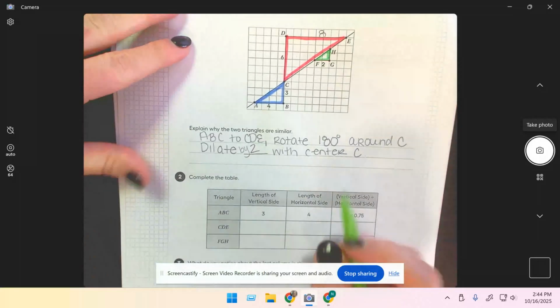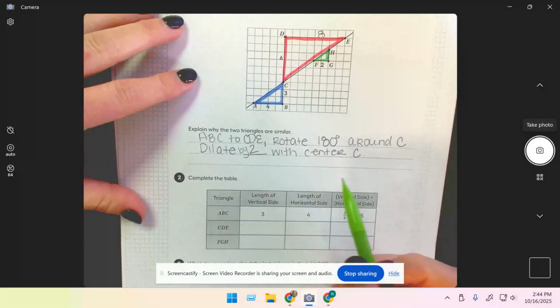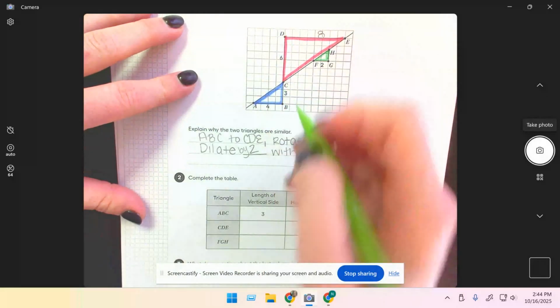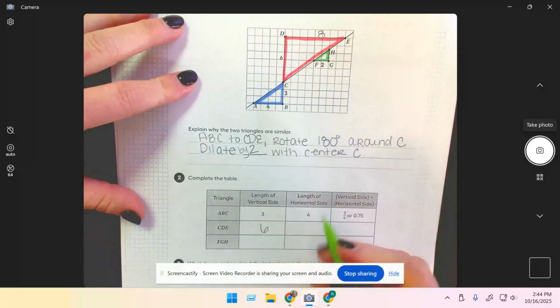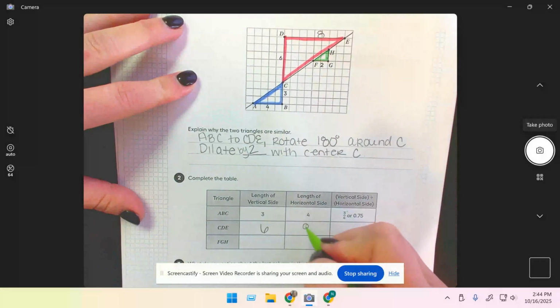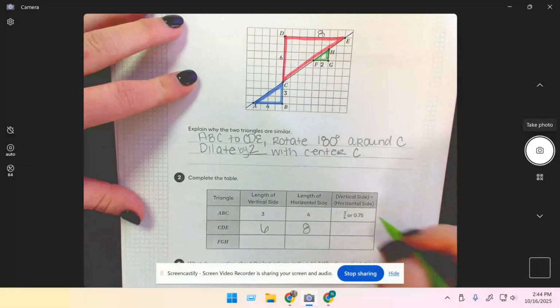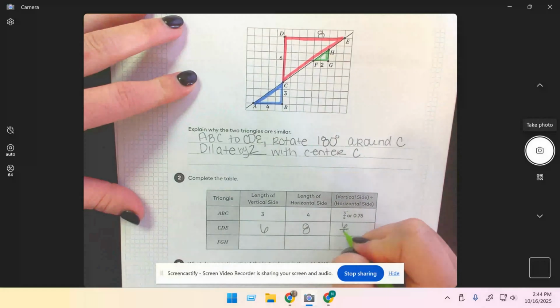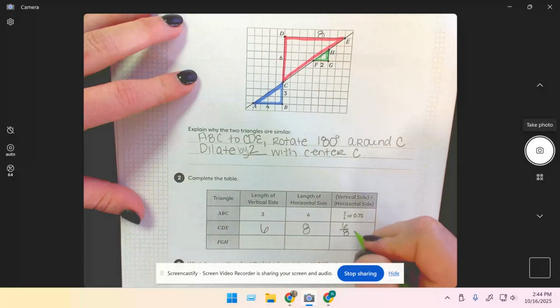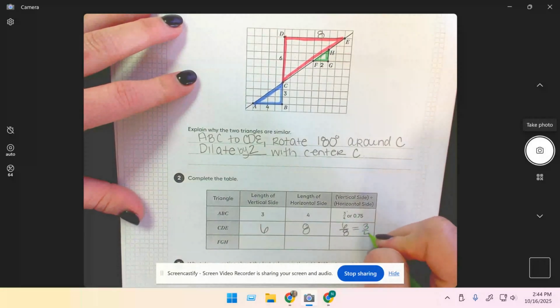All right, now we're going to fill in this table for the other two. So CDE is the red triangle up here. The vertical side for CDE, everyone sees right here, is 6. The horizontal, looking right here, is 8. Let's do vertical to horizontal, so 6 over 8. Thinking about that, the fraction can be reduced to 3/4, which is 0.75.